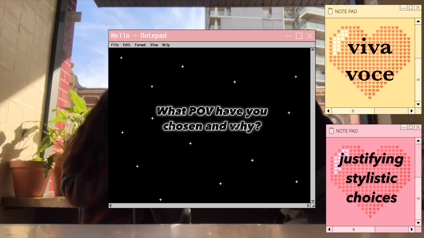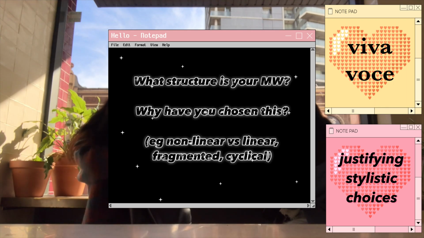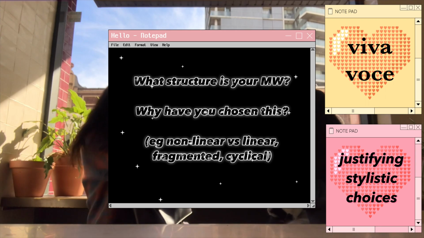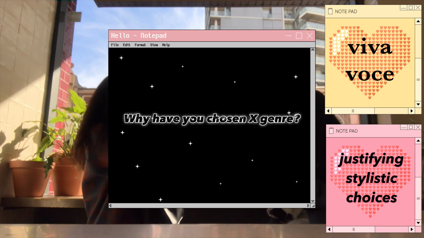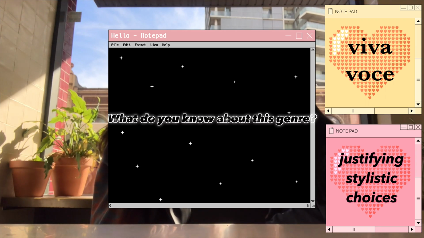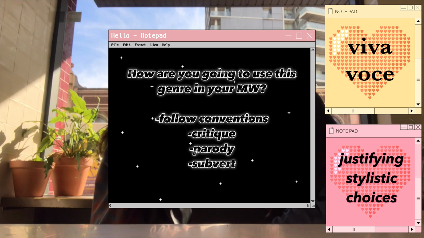For example, what point of view? What structure is your major work and why have you chosen this? For this, non-linear versus linear, fragmented, cyclical. Why have you chosen a certain genre? What do you know about this genre? How are you going to use this genre in your major work?